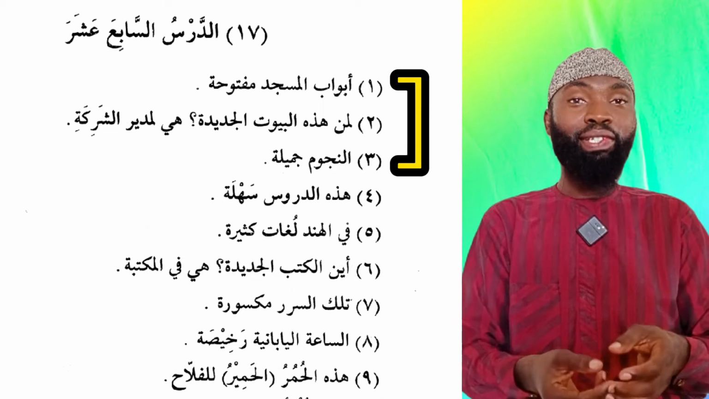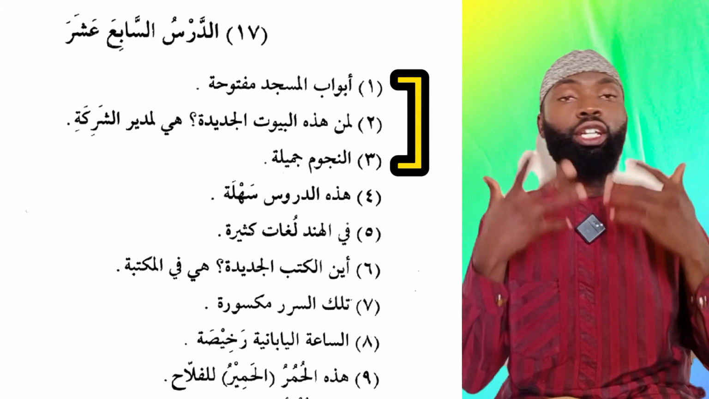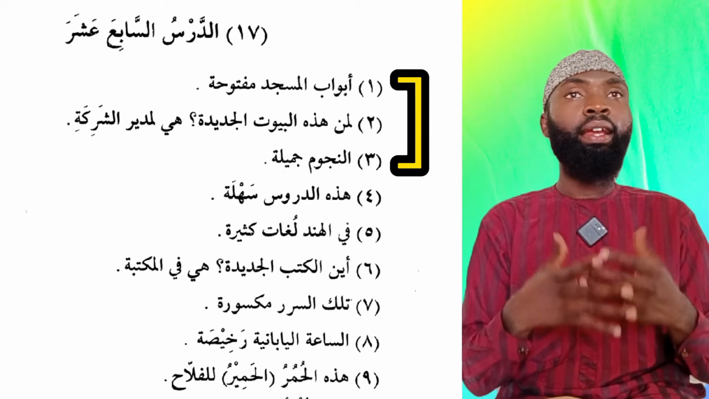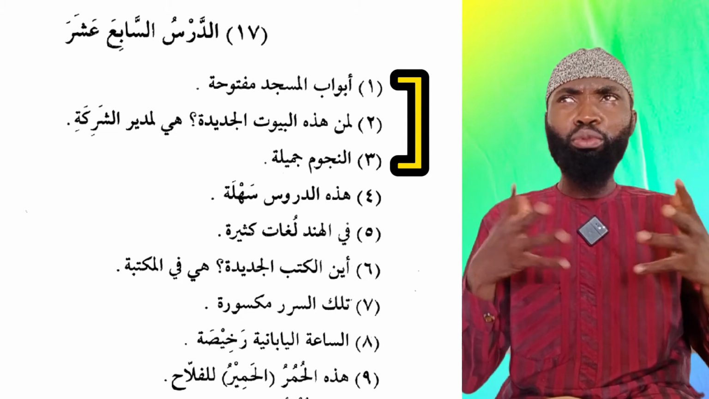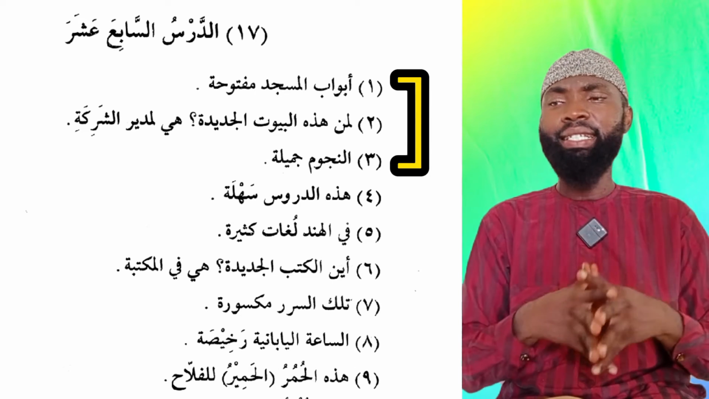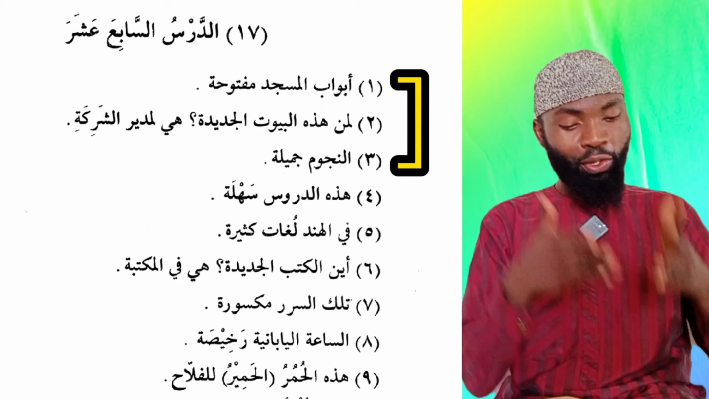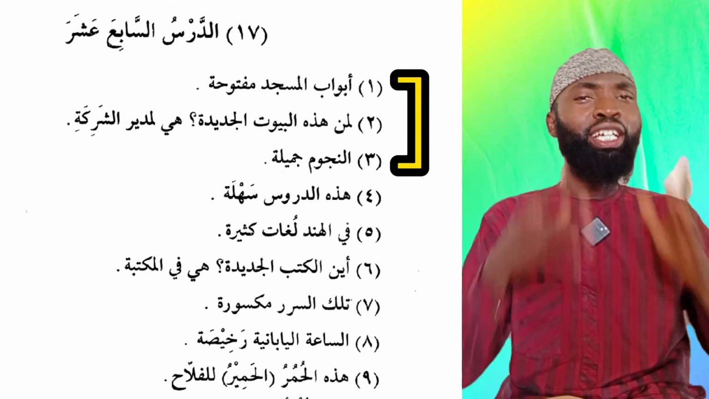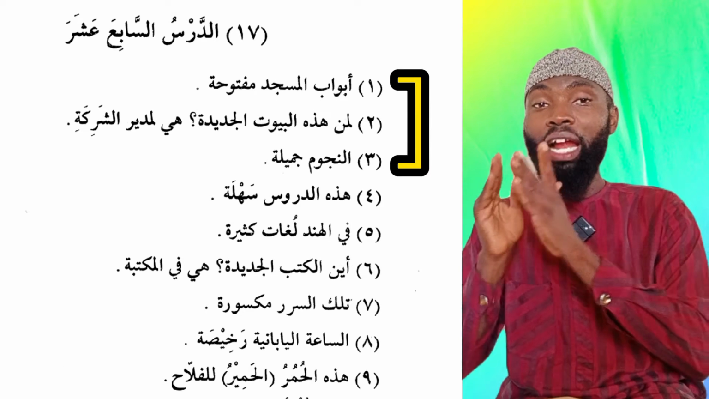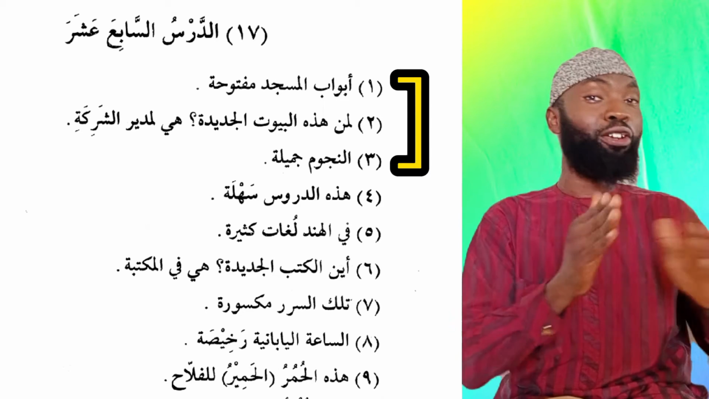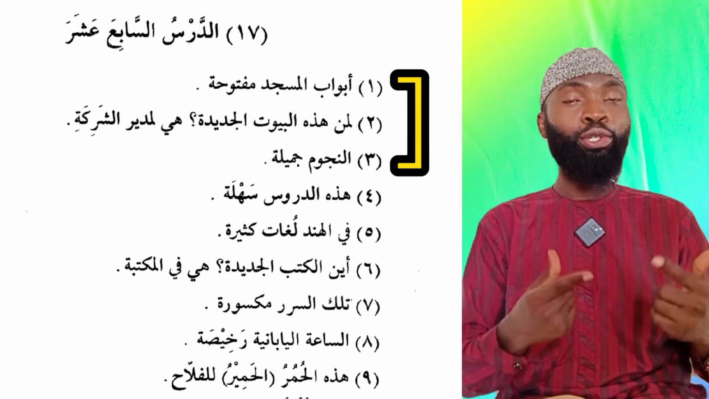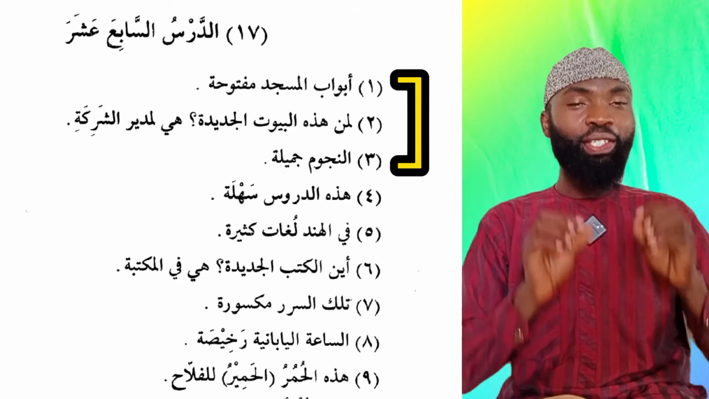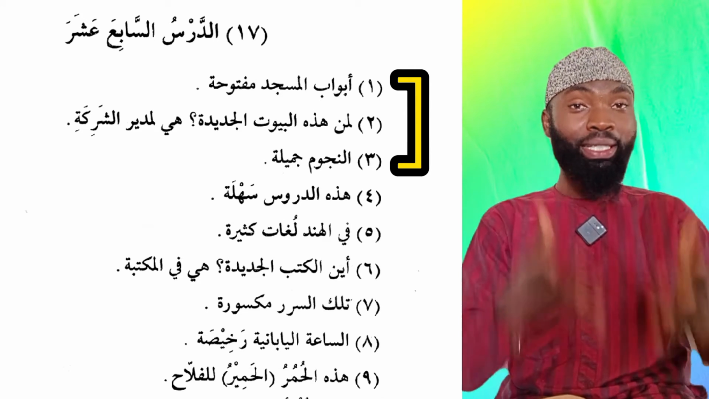Maftuhatun, because we can also use it for a rational noun. If we have a bint, a girl, and we want to say she is open somehow, if that makes any sense, you will say maftuhatun. So since we have plenty of doors, you also use that same maftuhatun for plenty of doors because they are irrational. Number 2, we have liman hadhihi al-buyutul jadida, who owns these new houses.